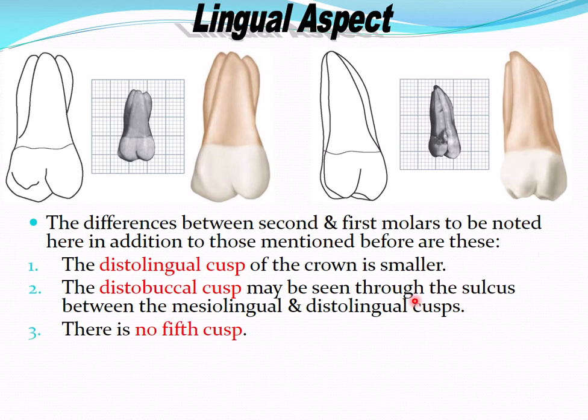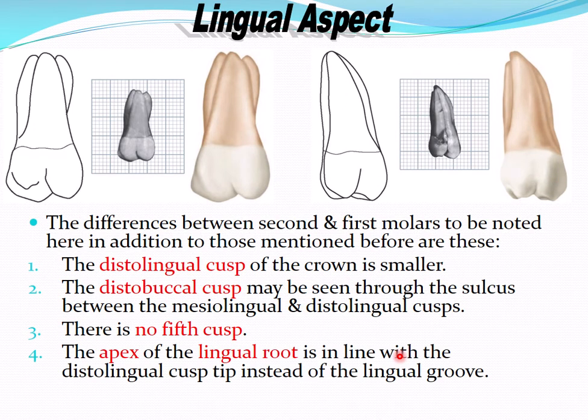الفرق الآخر, there's no fifth cusp. Look here, هذا cusp, هذا mesiolingual cusp, the same mesiolingual cusp as in the maxillary first molar. Here is the mesiolingual cusp of the maxillary second molar. There is no fifth cusp.